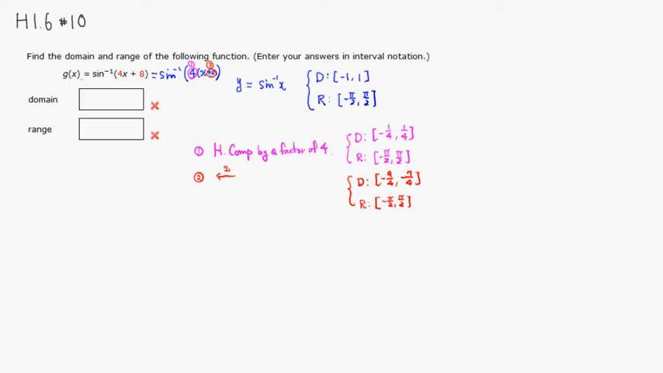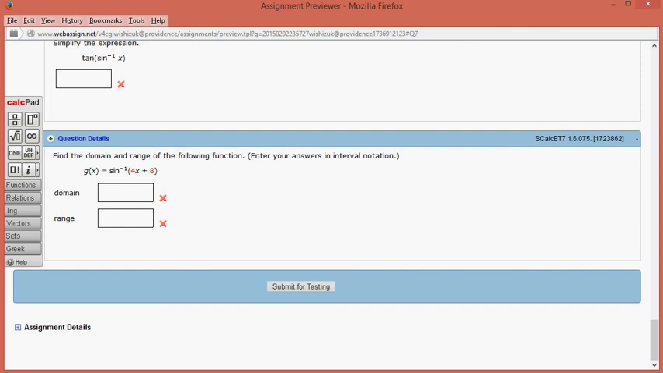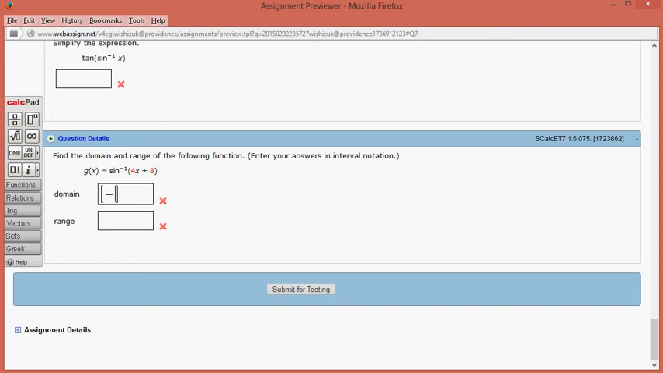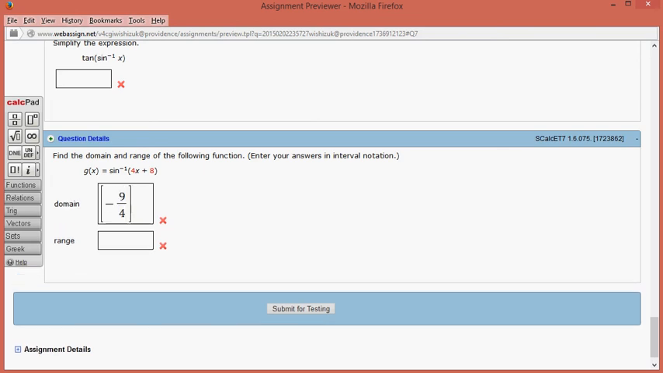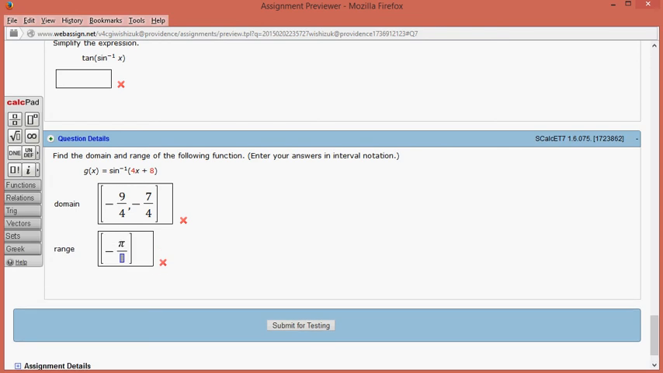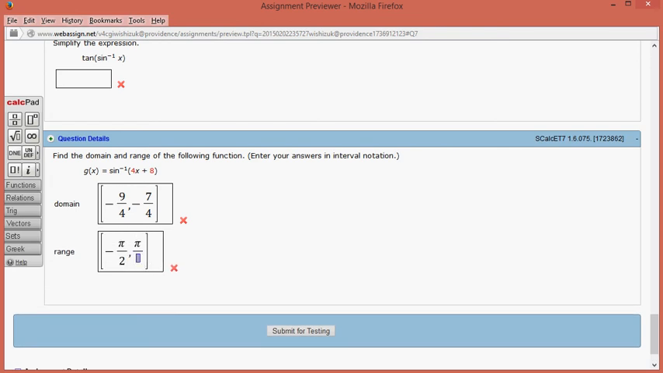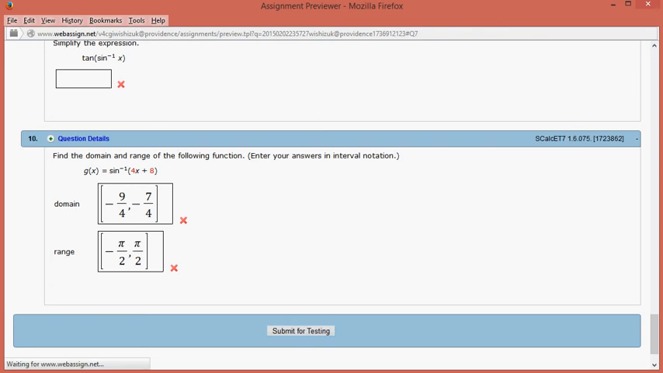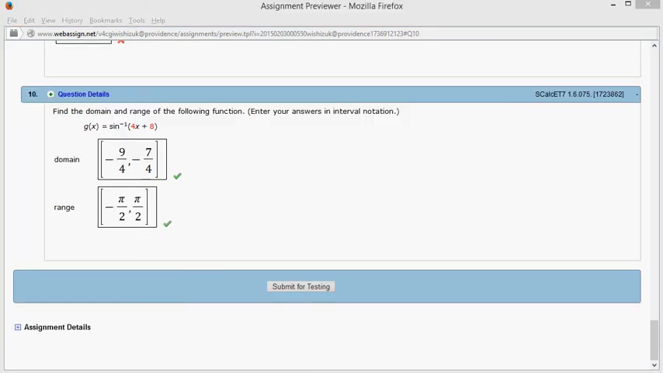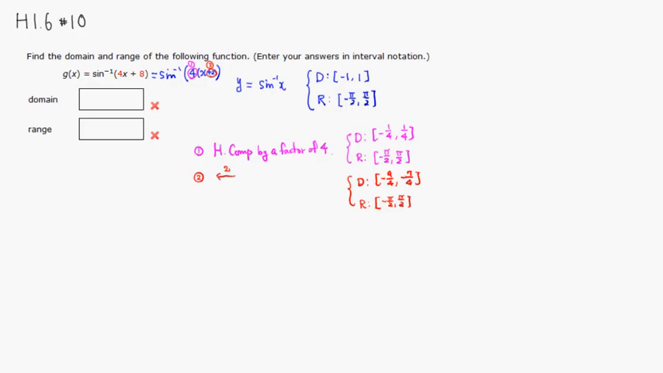Right, so let's type it in. What we got was, the domain would be bracket -9/4 to negative 7/4. Range is going to be negative pi/2 to pi/2. Alright, so let's submit for testing. Alright, it came back and looks like we got this one correctly. Alright, that's it. I hope that this was clear.